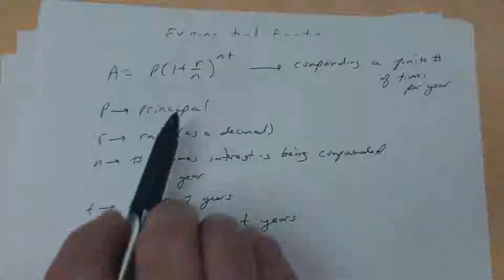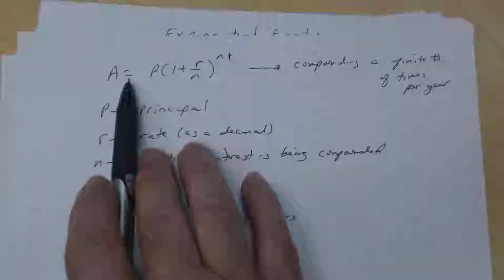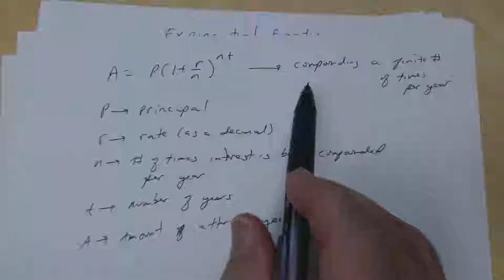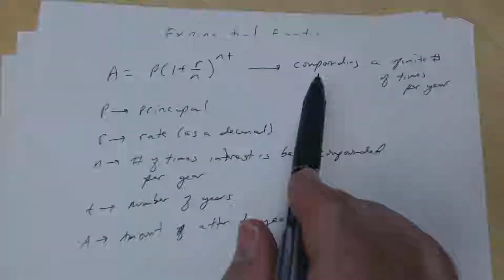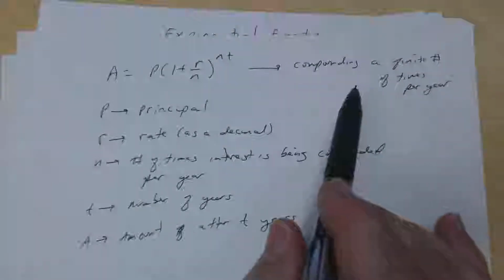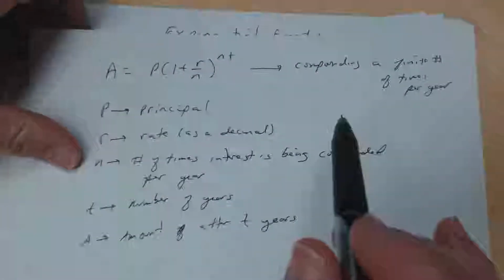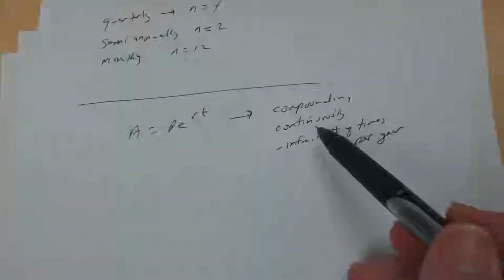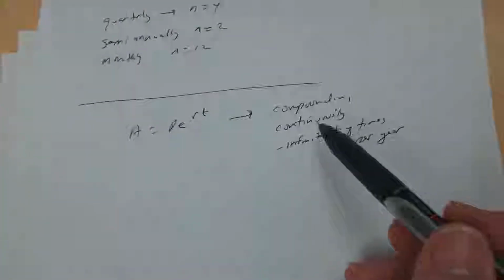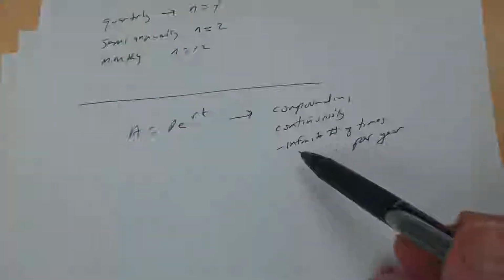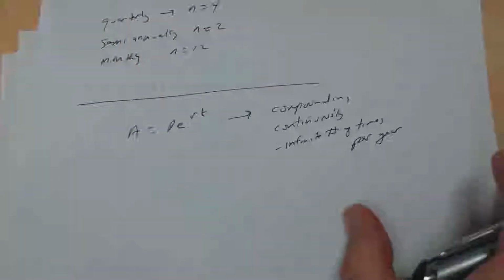So in this formula, A equals P times 1 plus R over N raised to NT, you're going to use this formula if your interest is being compounded a finite number of times a year. And you're going to use this formula, A equals P times E to the RT, if your interest is being compounded continuously. The word continuously just means that the interest is earning interest at an infinite number of times per year.